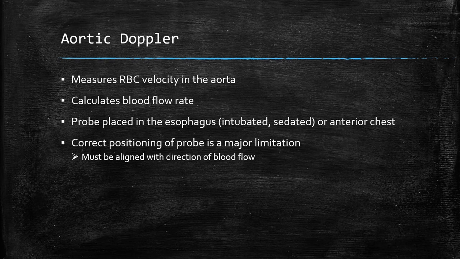Another way to measure cardiac output is to measure blood flow rate in the aorta. This will require a probe placed in the esophagus if the patient is intubated and sedated, or on the anterior chest in an awake patient. One particular challenge with this technique is that the probe has to be correctly positioned. It must be exactly aligned with the direction of blood flow to give an accurate result.